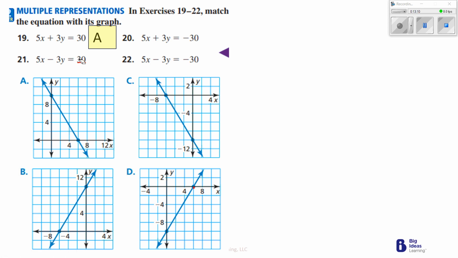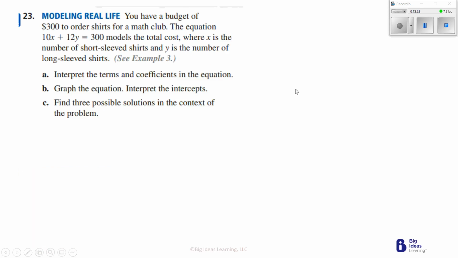let's see. Oh, I'm sorry. When I'm searching for y, I'm going to be taking x and making it 0, which would make me divide by negative 3 to isolate my y. And that would give me negative 10. That makes sense because negative 10 is down here. So 21 is definitely going to be D. All right? Let's see. 20 and 22 are yours to do.